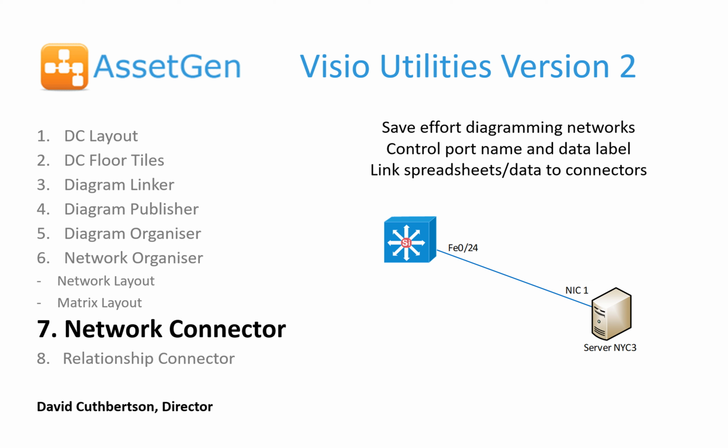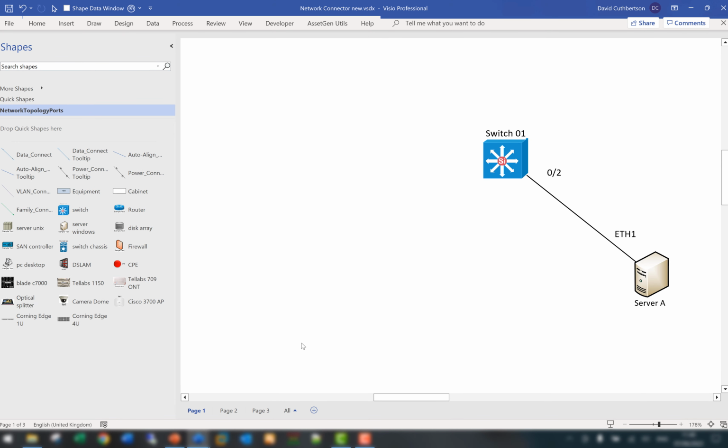I'm going to show you how our AssetGen Network Connector works, which saves a lot of time diagramming networks and allows you to control the presentation of port names and data labels. It also allows you to link spreadsheets and databases to the connectors to make it easy to create and refresh your network diagrams.